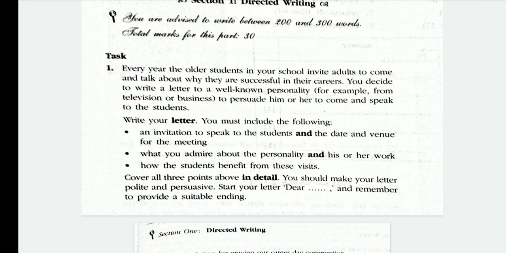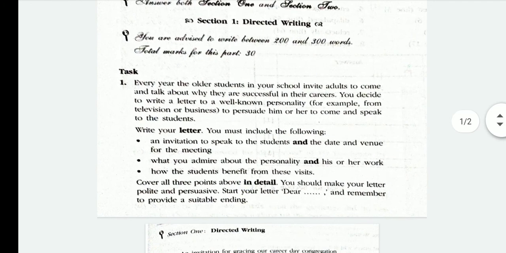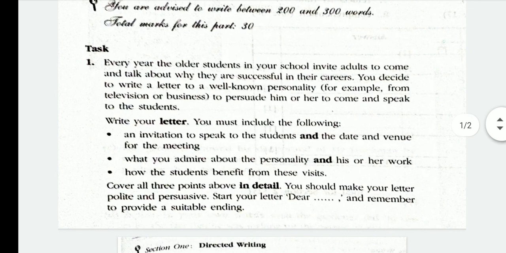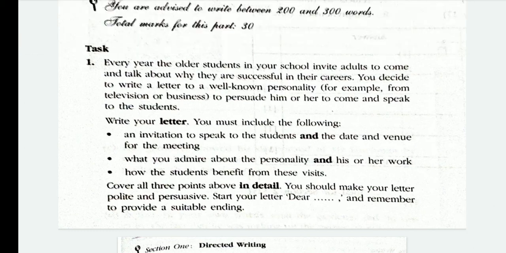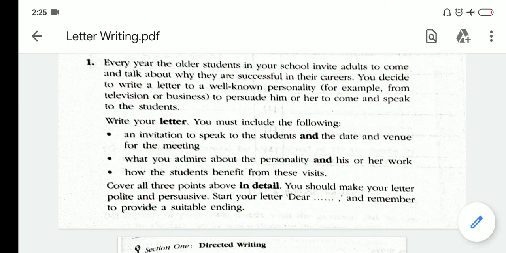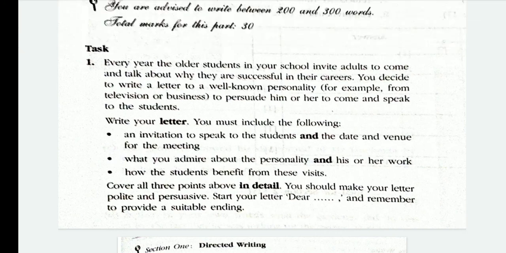Listen very carefully. Every year the older students in your school invite adults to come and talk about why they are successful in their careers. You decide to write a letter to a well-known personality, for example from a television or business, to persuade him or her to come and speak to the students. Write a letter. You must include the following. These are the three rubrics given, 1, 2, 3. These are the three tasks given to you that you must cover in order to get good marks.